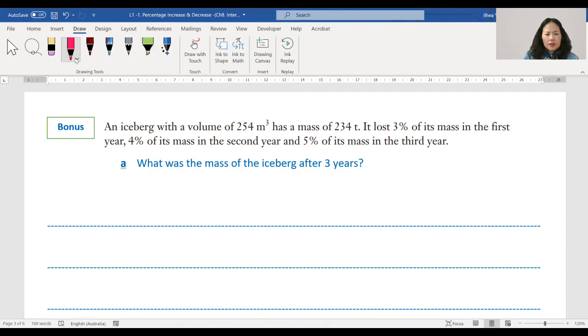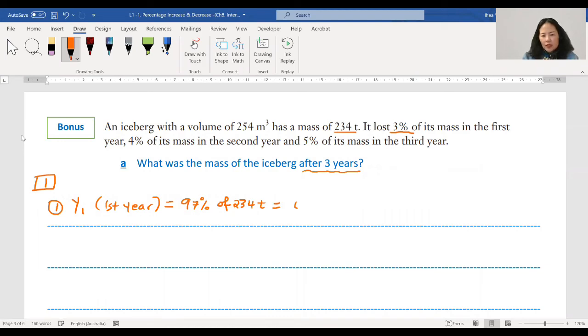after 3 years? First year, so that's the first year. What happens first year? So it's 3% lost. 97% of the weight was 234 tons. If you calculate it, 0.97 times 234 will give me 226.98 tons. Just keep it as 2 decimal places.